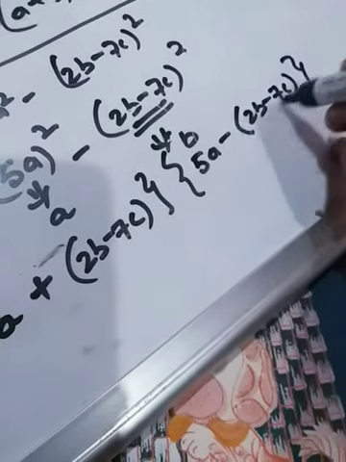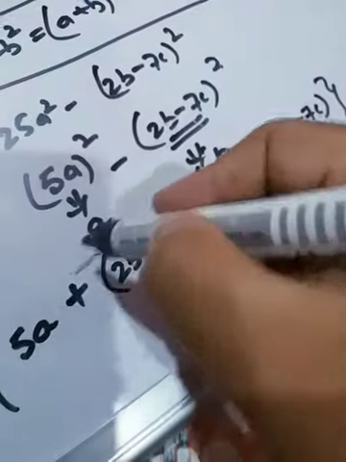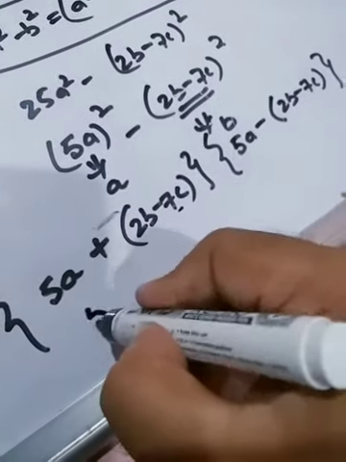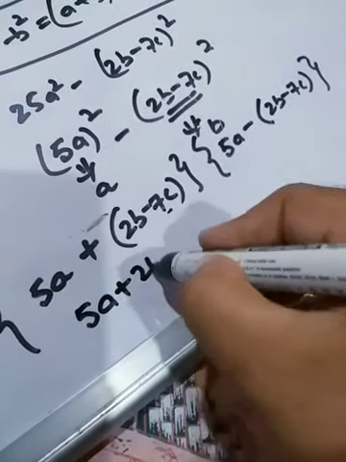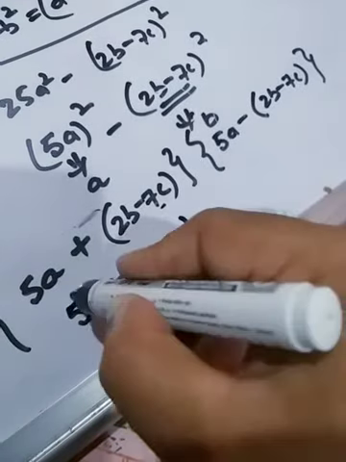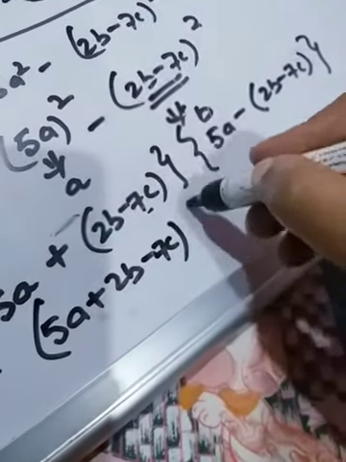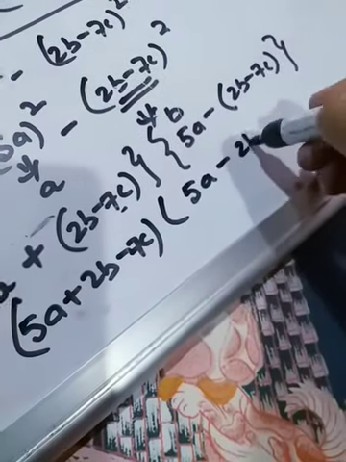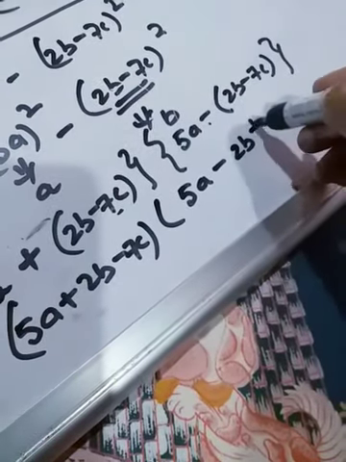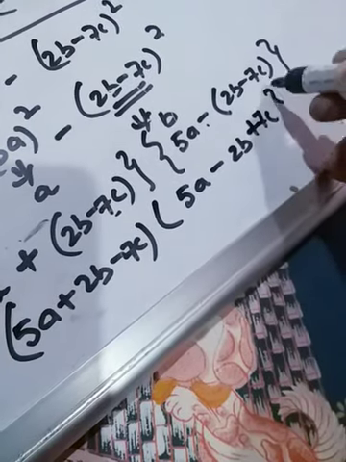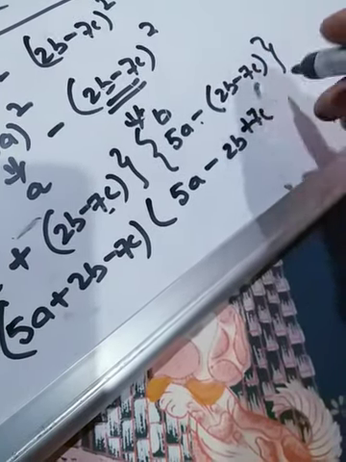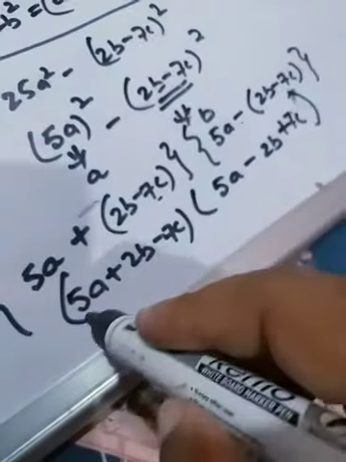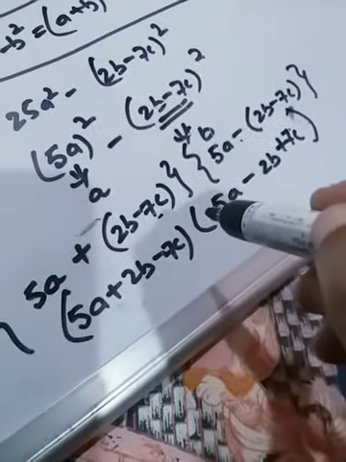Understood? This is a, this is b. Now open the bracket, that is 5a plus 2b minus 7c. There are no like terms, so we cannot solve anything. The same thing, you open the bracket here: 5a minus 2b, minus will be plus 7c. Even in this bracket, if you see carefully, there are no like terms. So this would be your required answer.